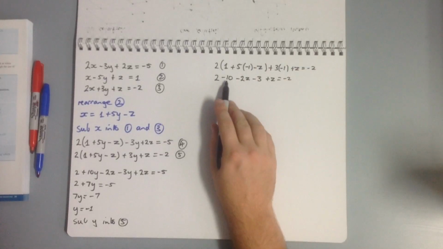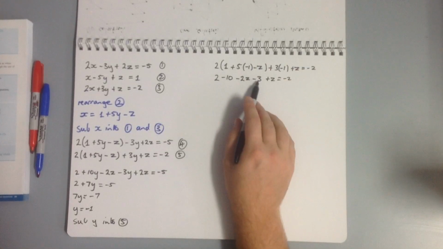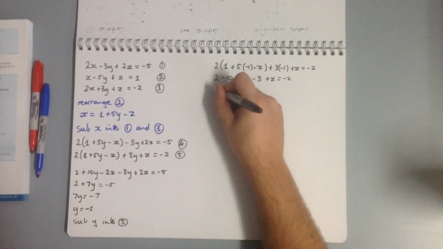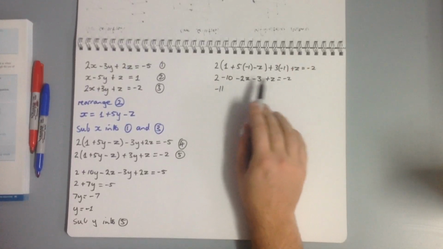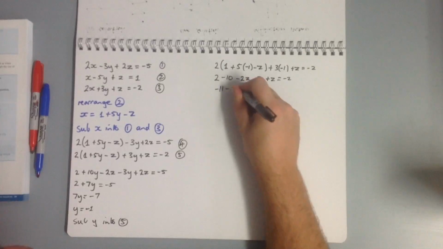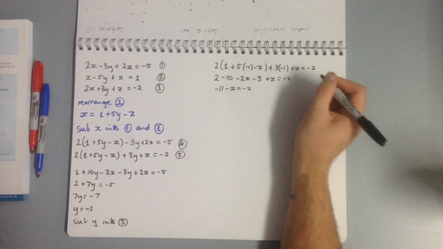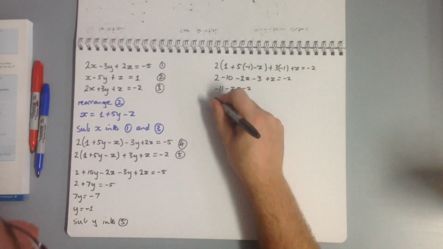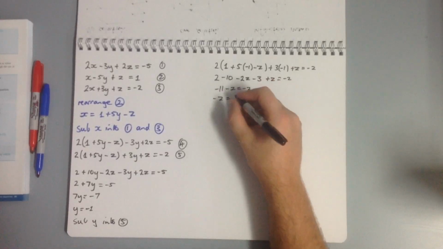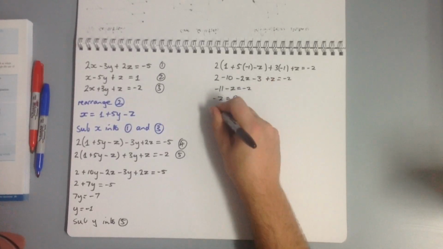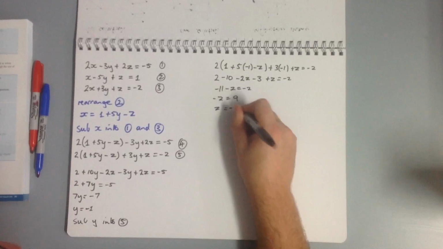We can go 2 take our 10 is minus 8. Take 3 is minus 11. Okay, minus 2z plus z gives us minus z equals minus 2. So minus z equals positive 9. So z equals negative 9.